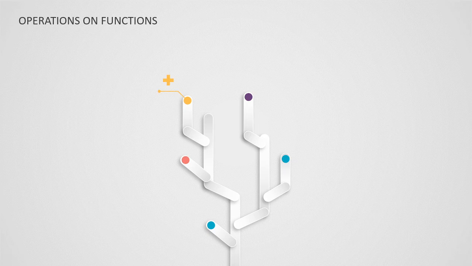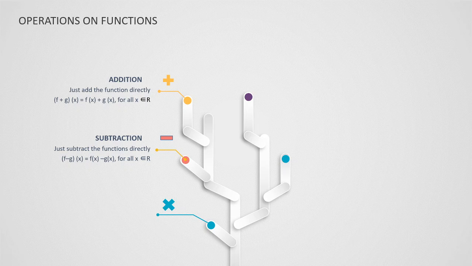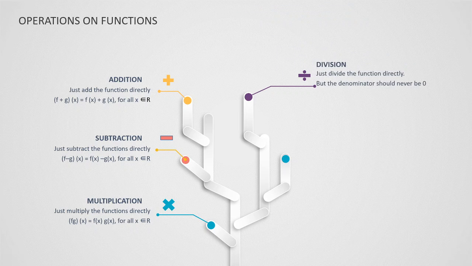We can always do addition. If we have two functions, we can just directly add them up. We can always do subtraction. If you have two functions, just subtract them directly. You can always multiply two functions. You can divide two functions, just divide them directly, but there is a condition here: the denominator should never be 0. When you do the division operation, the denominator should never be 0.